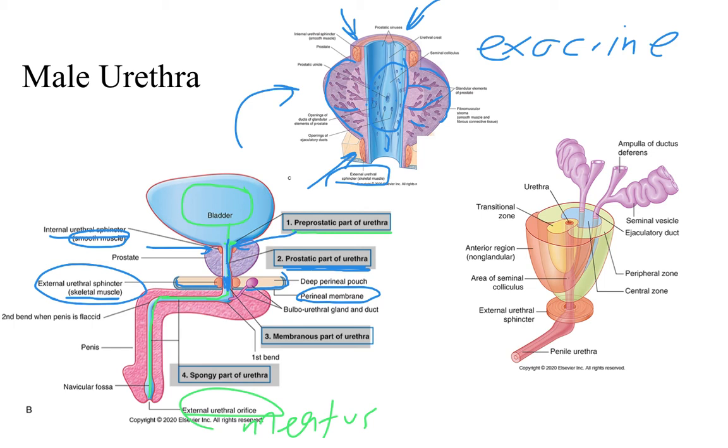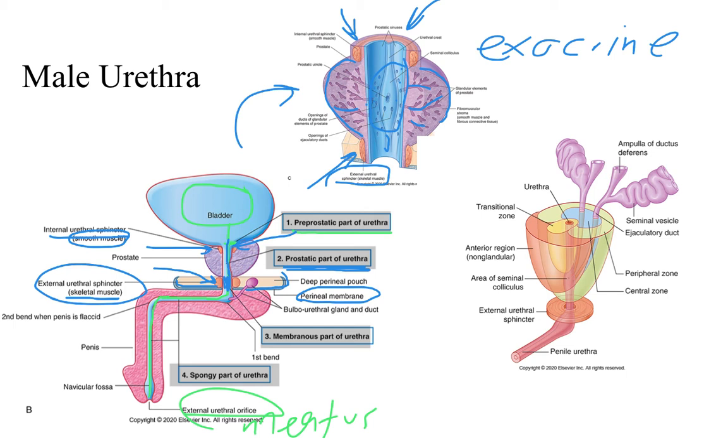All right, so when children are potty training, what they're really doing is strengthening those connections between the central nervous system and this external urethral sphincter so that they can control when they urinate. All right.